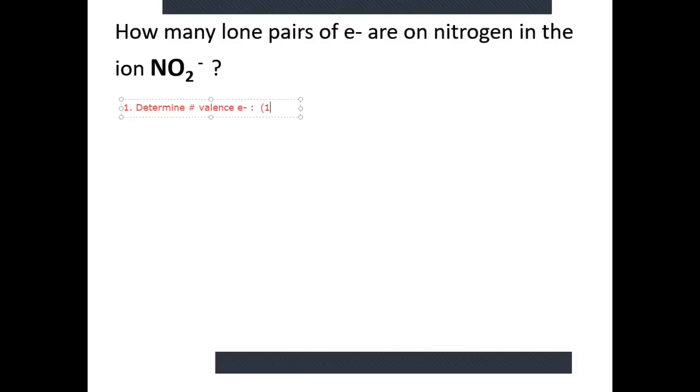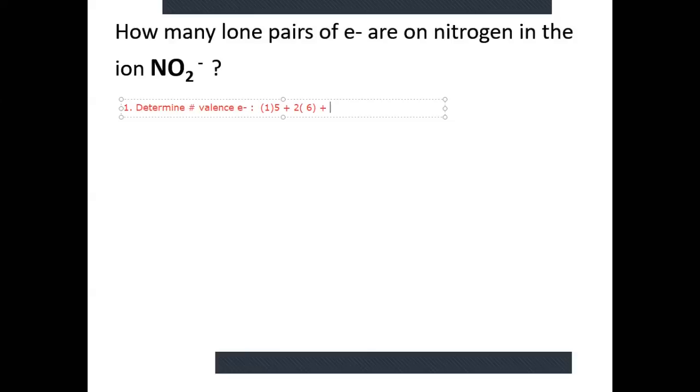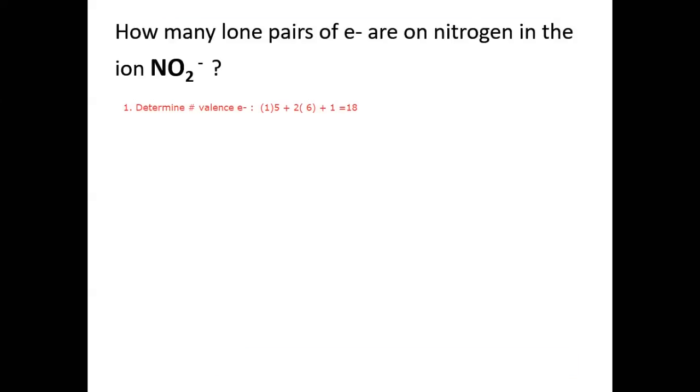So we have one nitrogen, which is 5 electrons, plus 2 oxygens, which have 6 valence electrons each, plus 1. And that plus 1 comes from the fact that it's a negative 1 charge. So this is a total of 12, 18. So we have 18 valence electrons.